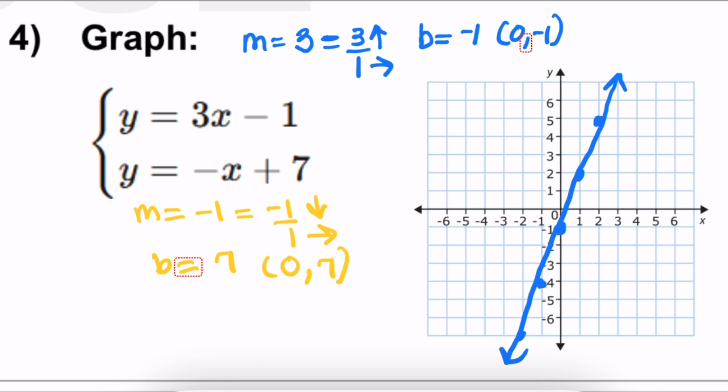So we're going to start at 0, 7. And we're going to go down 1 to the right 1, and we keep going. Draw our line. And again, where they intersect is where your answer is. So they intersect at 2 and 5. And that is your solution to this system of equations. And you are done.